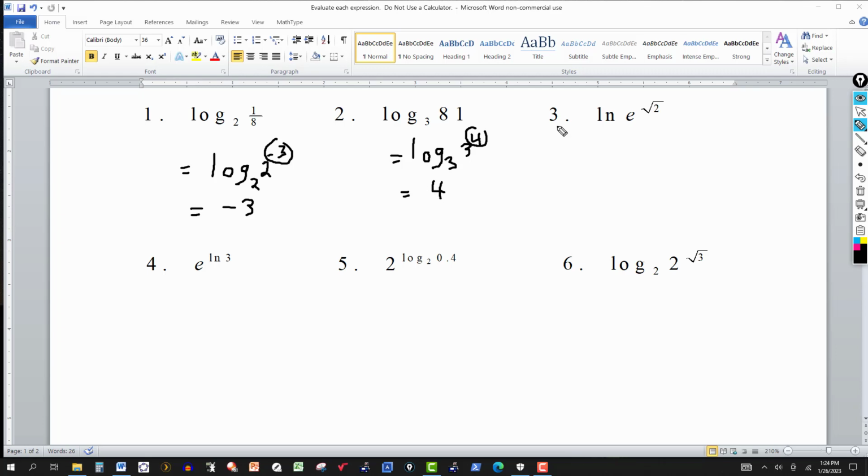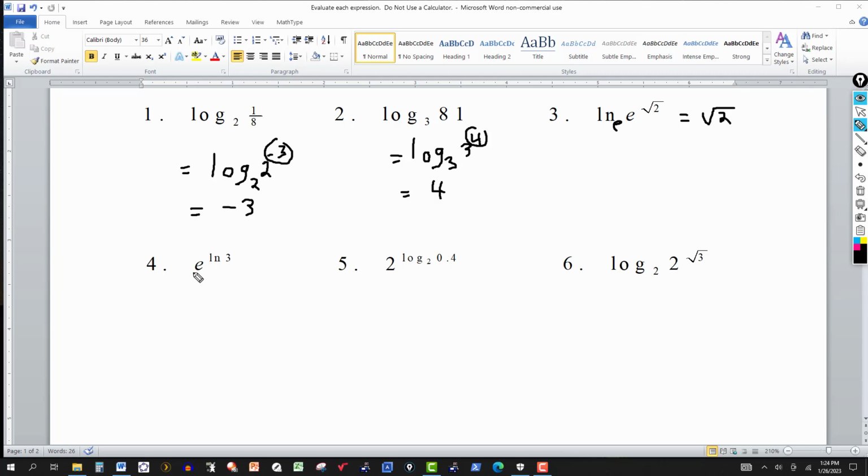The next one. This is natural log of e to the square root of 2. Now keep in mind, for natural log, the base here is understood to be e. They don't put it in there, it's understood, so this is e. So we've got the same base there. So the answer is always the exponent using that property of logs. That's the square root of 2.